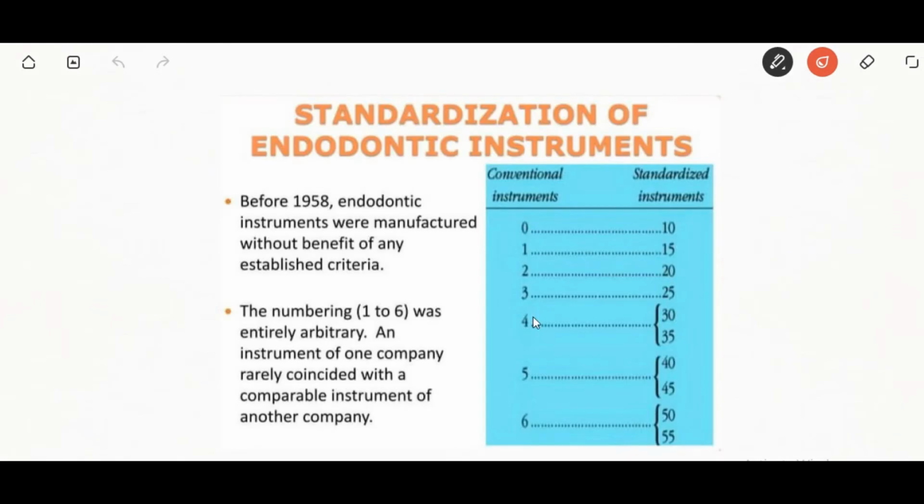They suggested that instruments be numbered from 1 to 100. There is an increase in 5 units up to size 60, like 10, 15, 20, 25, 30, 35, 40, 45, 50, 55 and 60. After 60, there will be an increase of 10 units till size 100. So after 60, the sizes will be 70, 80, 90, 100.